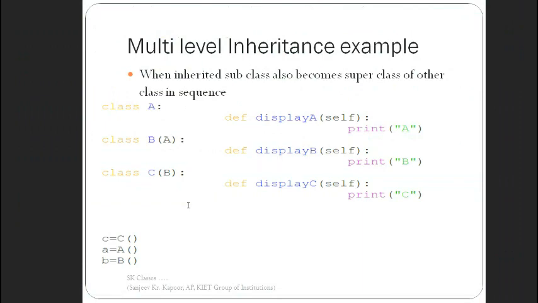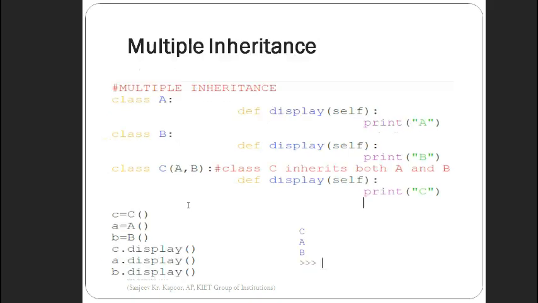You can add any number of functions, you can add any attributes, but you need to understand what are the properties that would be inherited. Next type of inheritance is multiple inheritance. Multiple inheritance means a class which inherits more than one class.